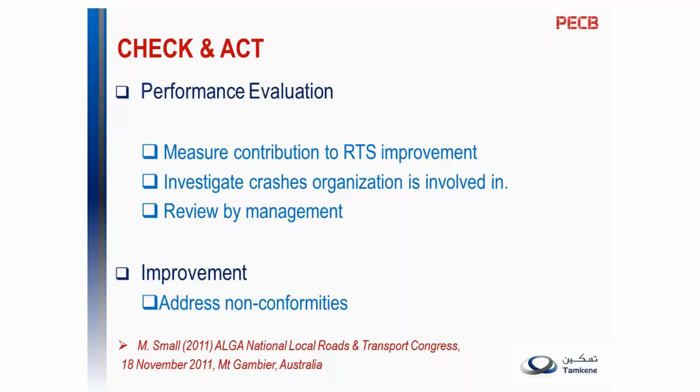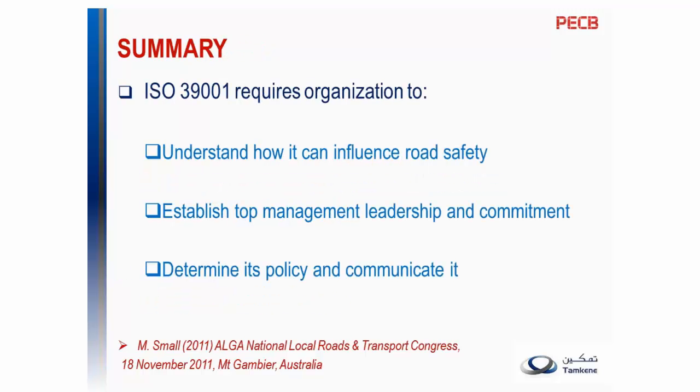And also the management should ensure an efficient and effective review of the system. So if there are limitations of the system, then we need to address the non-conformities by going to the root cause analysis or finding what went wrong in the process. So that is the plan, do, check, and act, or the core elements of ISO 39001.